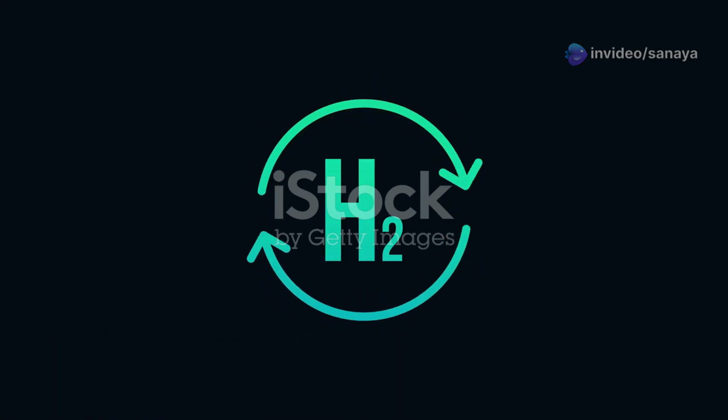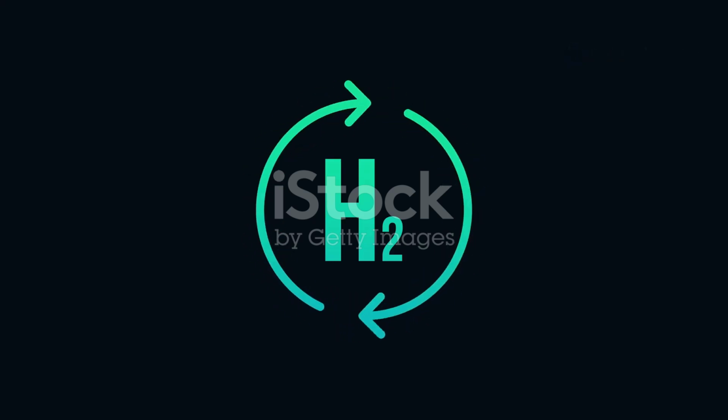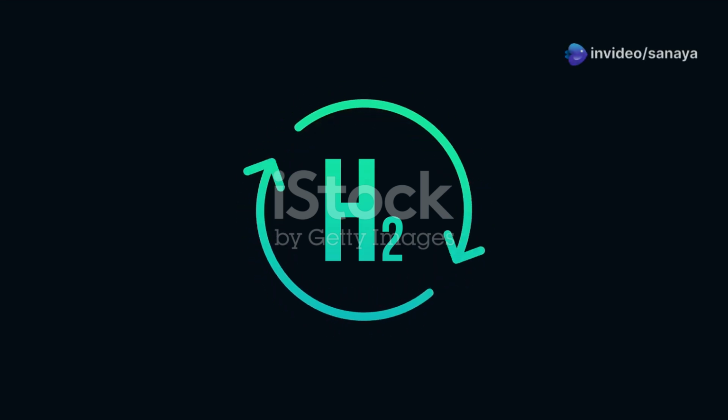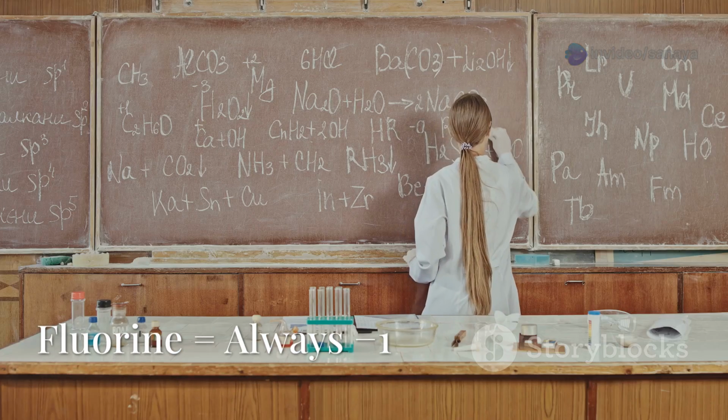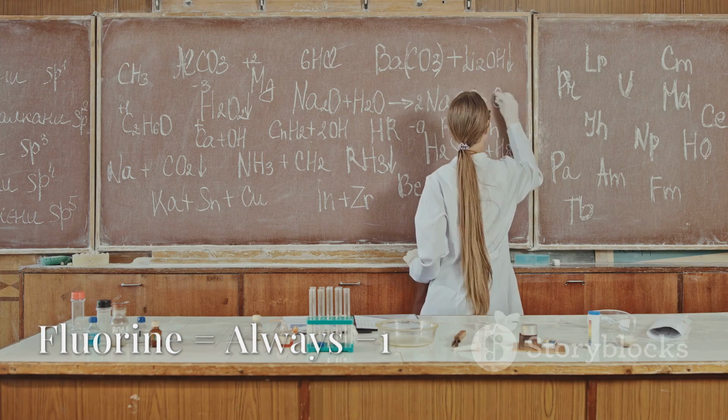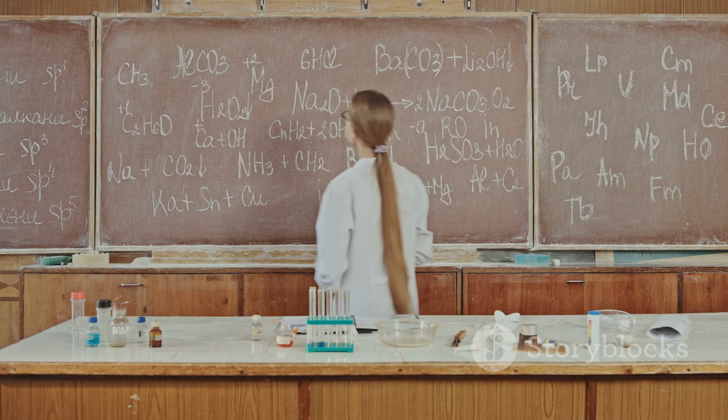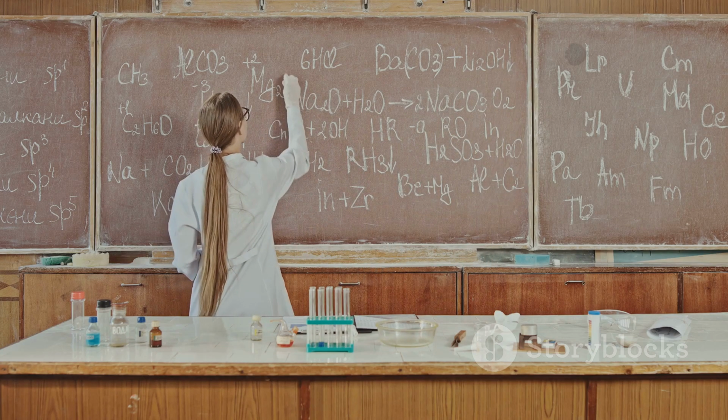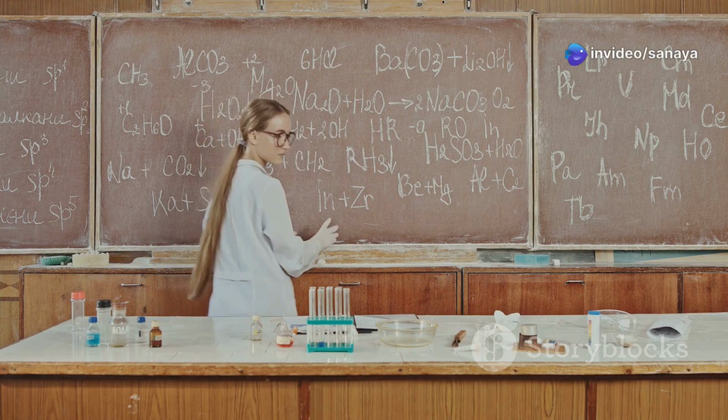Rule 4. Hydrogen is usually +1 when bonded to nonmetals, H2O, NH3, CH4. Exception. In metal hydrides, NaH, CaH2, hydrogen is -1. Check what hydrogen's bonded to. That's the key. Rule 5. Fluorine is always -1 in compounds. No exceptions. It's the most electronegative element. Assign -1 every time.